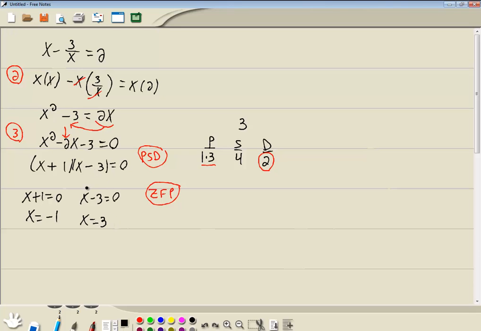Maybe. Remember, we have to semi-check our answers. We need to plug these back in and make sure they don't cause any denominator to equal 0. If I put negative 1 up here, that doesn't cause 0 in the denominator. If I put 3 up here, that doesn't cause any denominator to equal 0. So those would be our 2 answers for that problem.